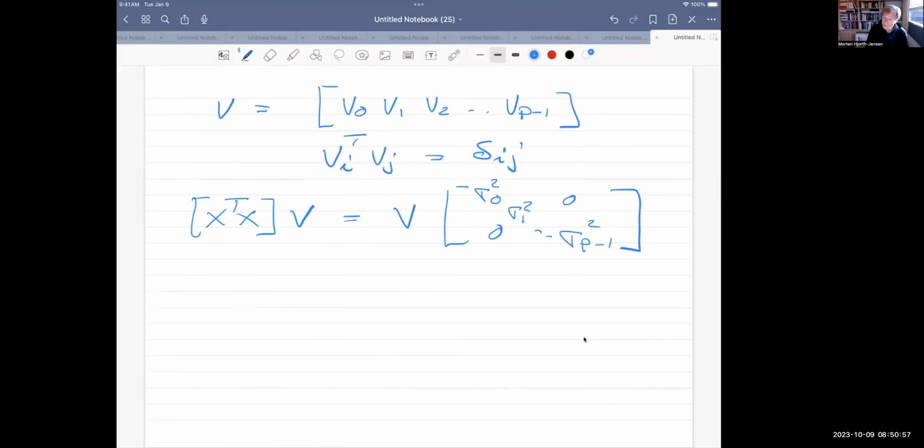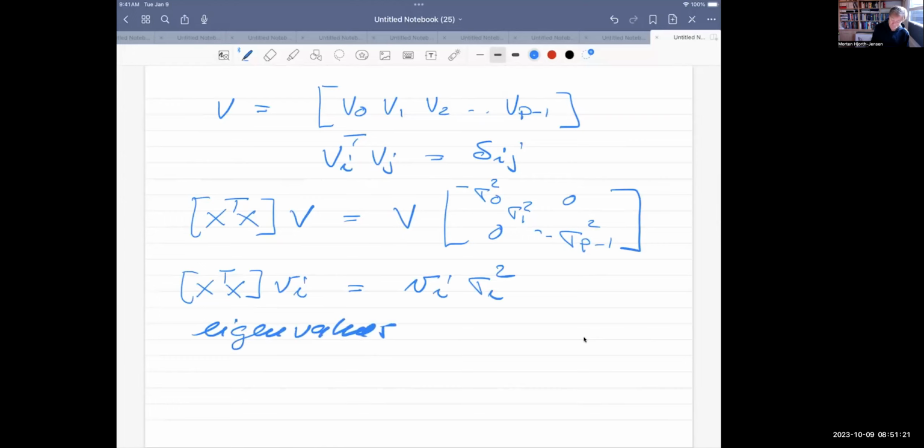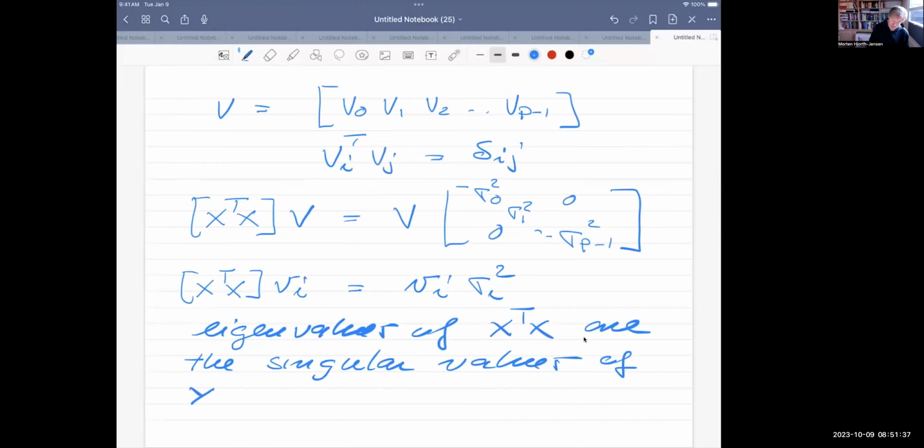Then if I pick one specific component, V of i, what I see is that x transpose times x times one of the eigenvectors is actually equal to V of i multiplied with sigma i squared. So that means that the eigenvalues of this matrix x transpose times x are given by sigma i squared, where sigma i are the singular values of x, the design matrix. These are the eigenvalues with eigenvectors V of i.